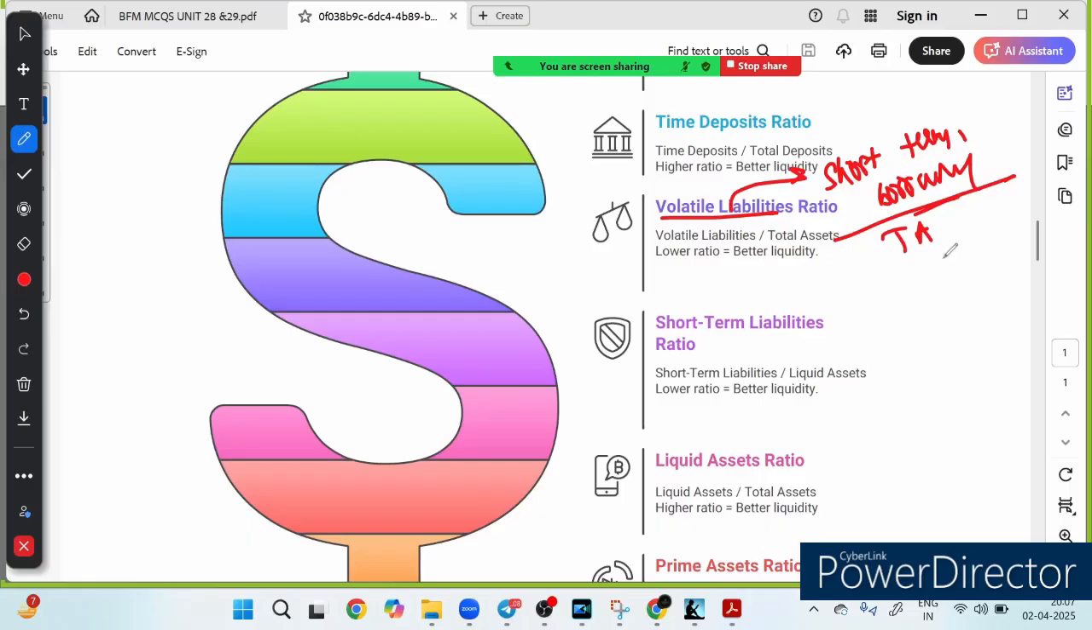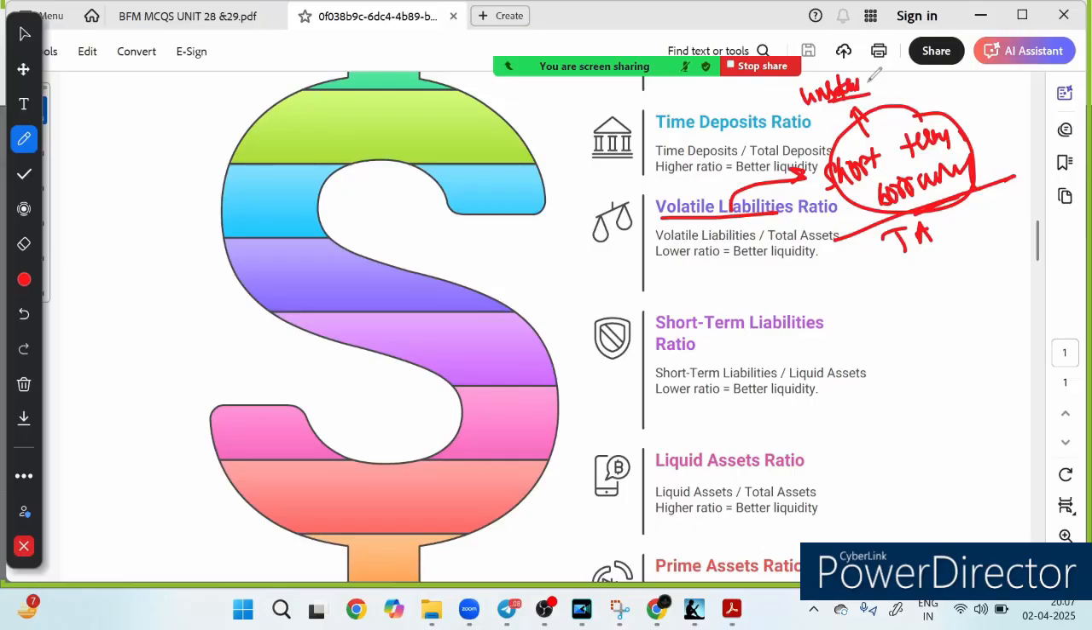Questions are most frequently asked with whether this ratio should be lower or higher. See, a lower ratio indicates better liquidity. Why? Because the bank is not heavily reliant on short-term unstable funding, because these short-term borrowings are quite unstable, right? It can cause big trouble to the bank's liquidity, and if it is low, it is a better liquidity indicator.